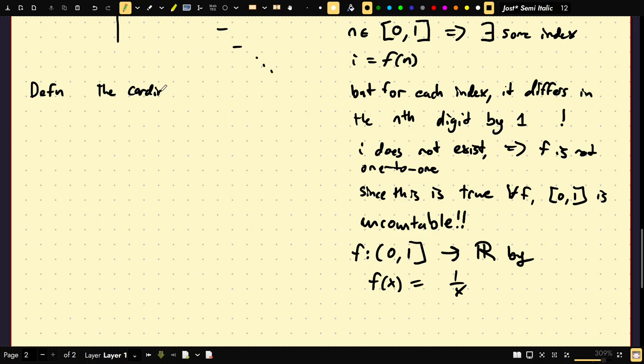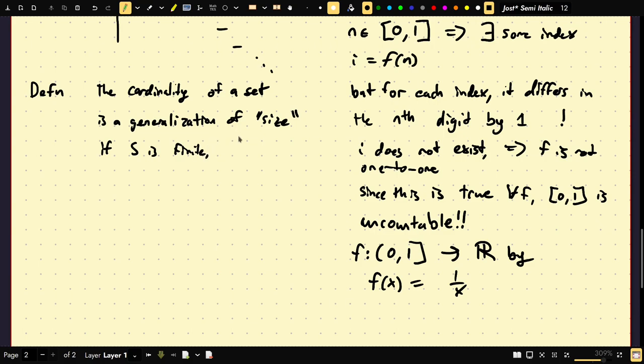So to generalize this a bit, we say the cardinality of a set is essentially its size. It's just a generalization of the idea of size. So if S is finite, the cardinality of S, we write it exactly like the size, is its size. So it doesn't change anything.